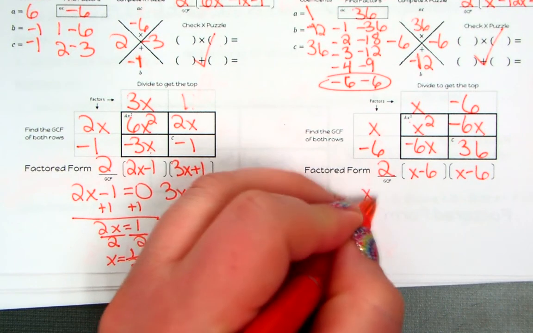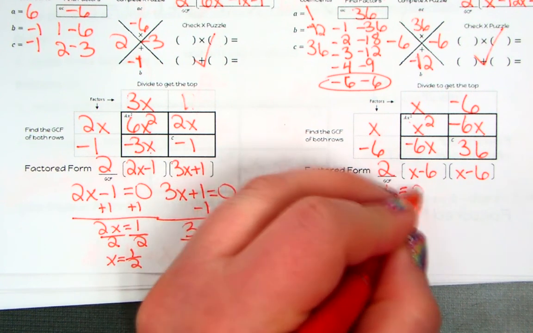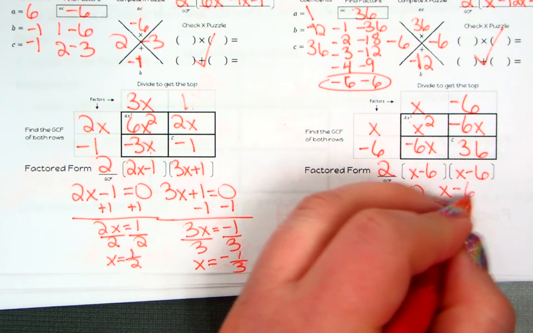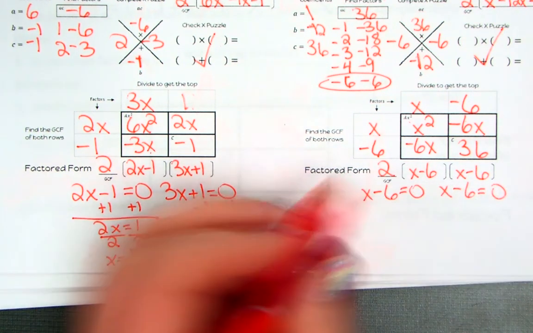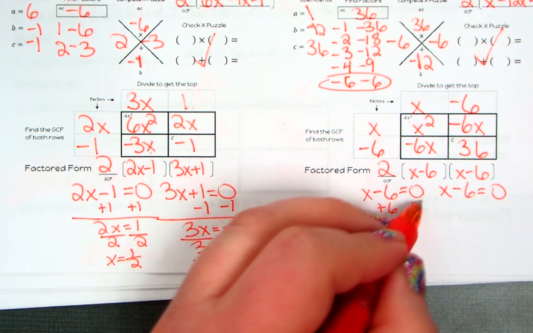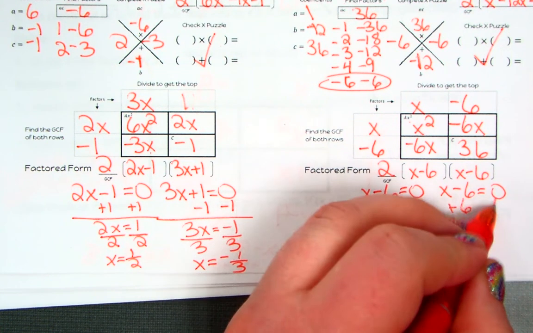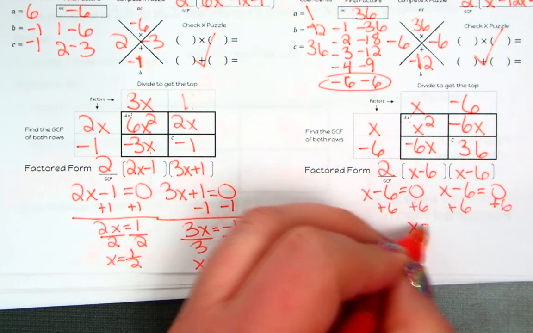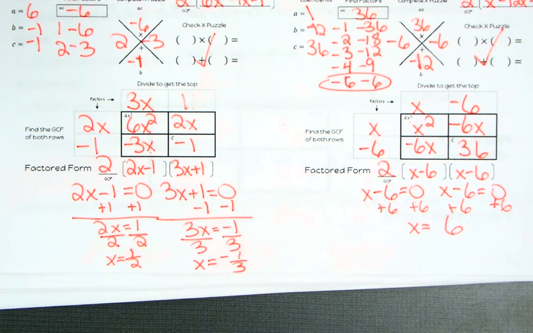The solution would be putting x minus 6 equal to 0 and x minus 6 equal to 0. Add 6. And you get that x is equal to 6, which you can write twice, but you're not required to write twice.